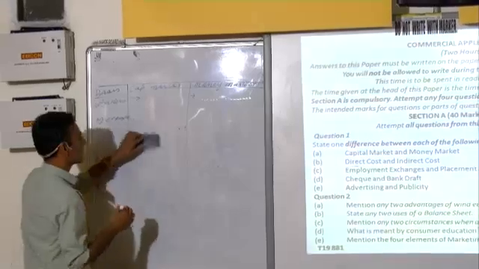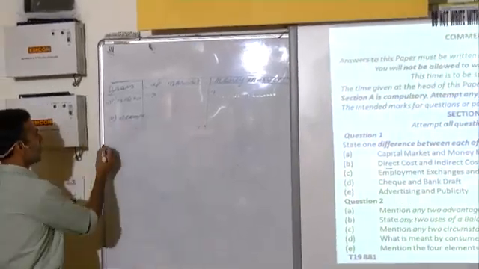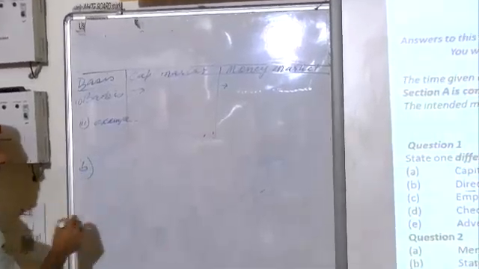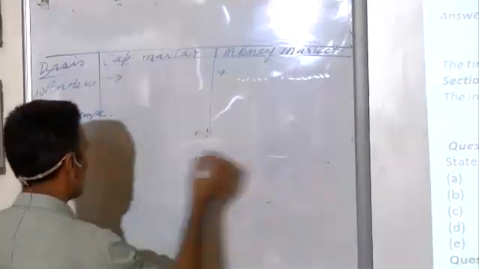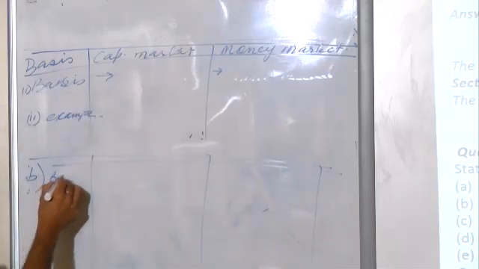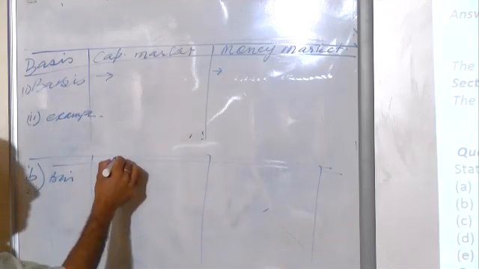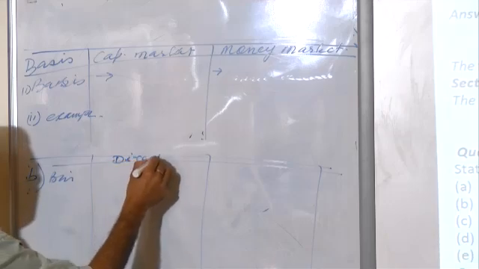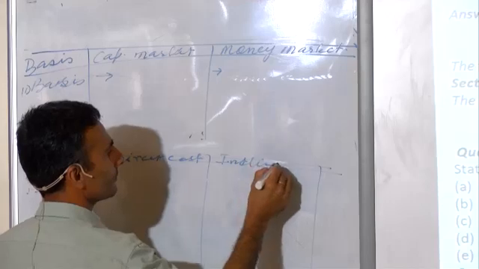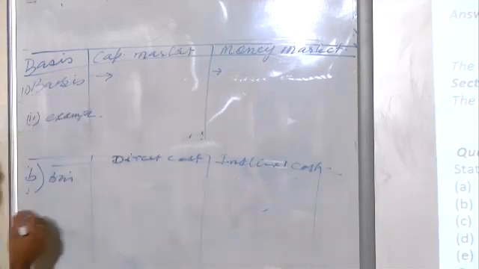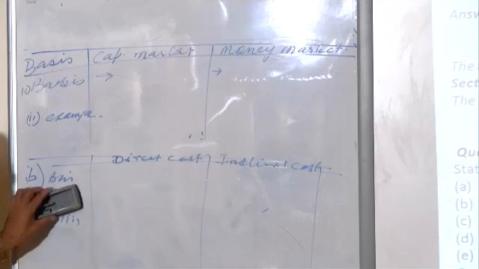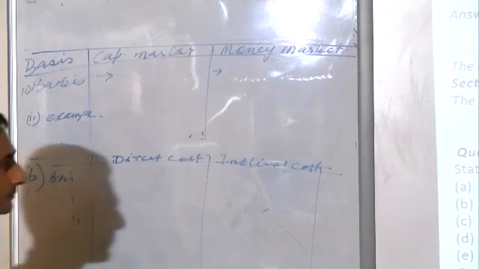Similarly, after you have finished this one, then for the next number, B, draw the format again in the same way, like this. Then again you write the basis here. Write the heading direct cost and indirect cost, and give the points. If nothing is mentioned, write 2 points like this. Okay? This is how you go about answering.